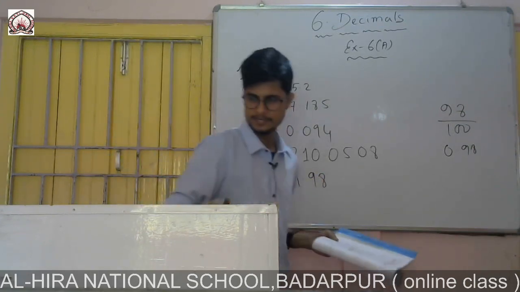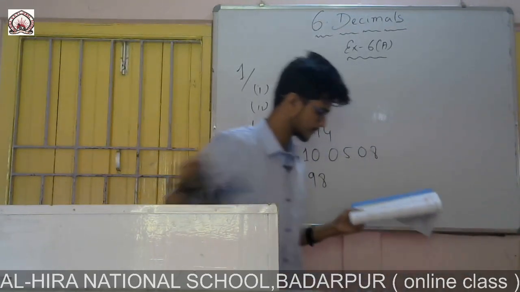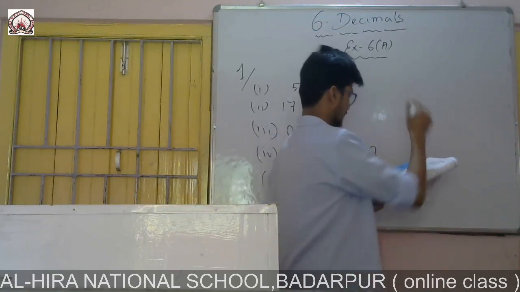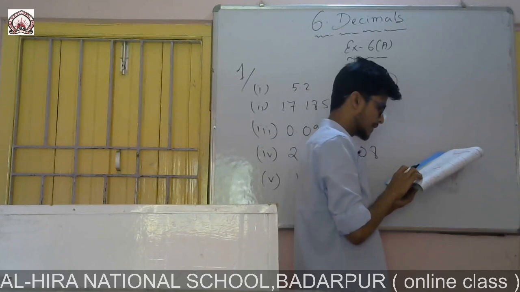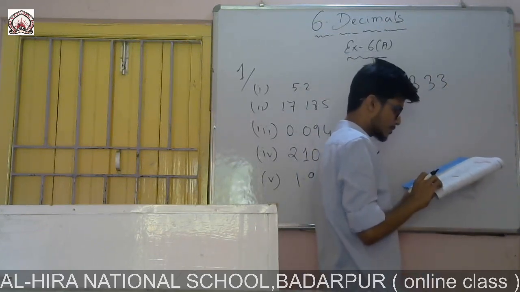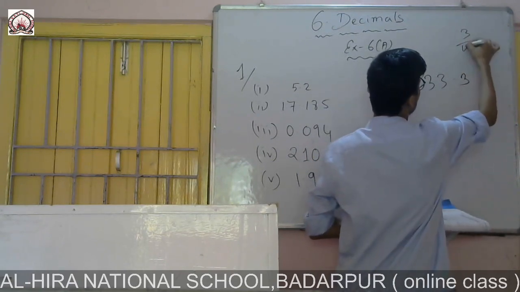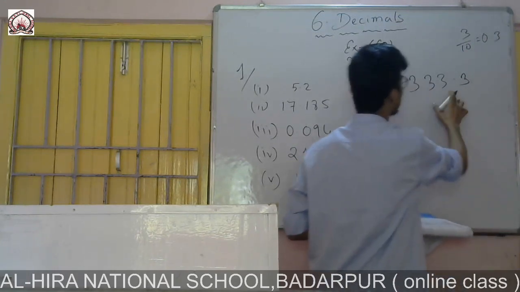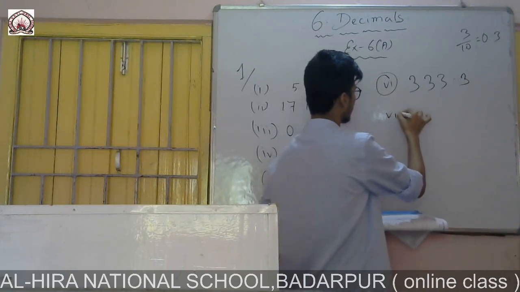Then Roman number 6. 333 and 3/10. Sorry, 333 and 3/10. That means 3 by 10, which is equal to 0.3. That means 333.3.